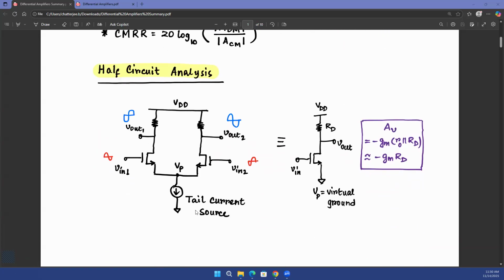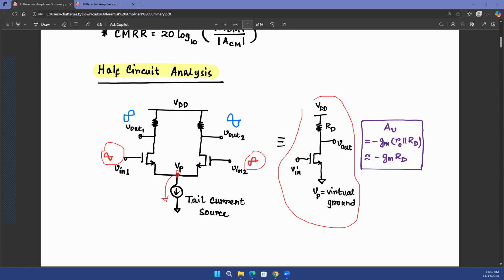Half circuit analysis, again, something that we had seen. We'll stop here, but let's just discuss the half circuit analysis. You already saw that this can be drawn as this, because the node VP is a virtual ground, as it will see the left side Vin1 as well as the right side Vin2 at the same time at the common source terminal over here. So that's why this becomes a virtual ground.